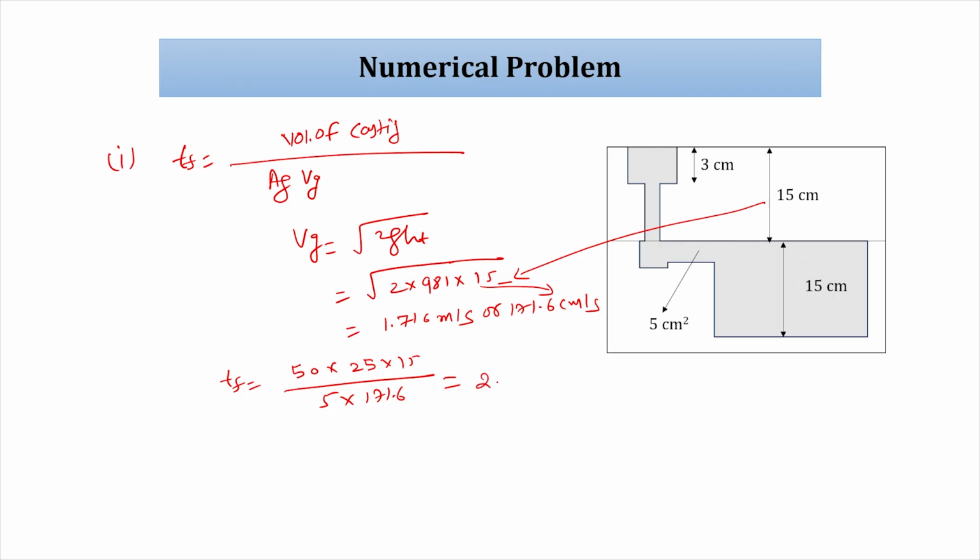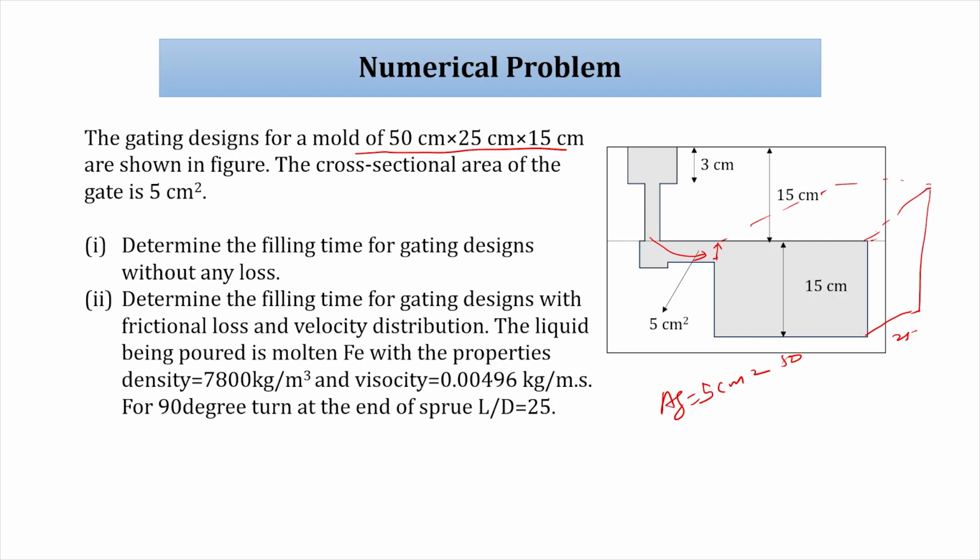So, what is the answer? 21.85 seconds. What is the filling time without any loss? 21.85 seconds. Now, the problem says: determine the filling time for the gating design with frictional losses and velocity distribution. Now, we have to take all the losses.